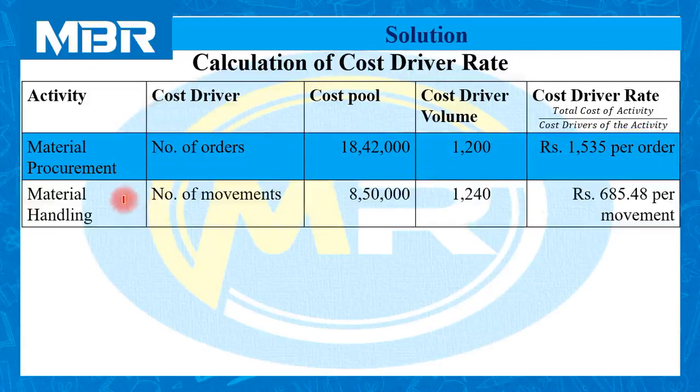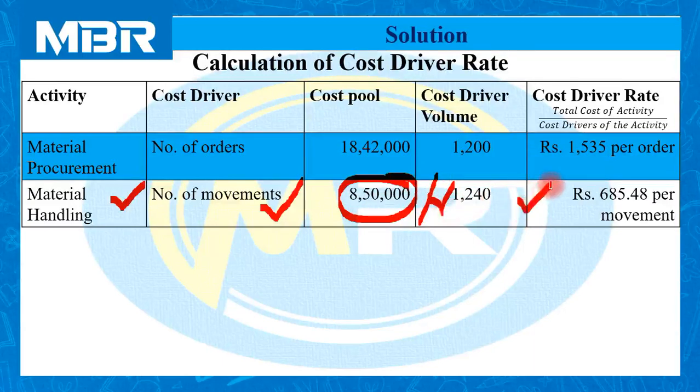The second activity is materials handling. The expenses incurred on material handling will be allocated to the process based on the number of movements. The estimated expenditure is 8,50,000 and the number of movements is 1,240. So 8,50,000 divided by 1,240 is equal to 685.48 per movement. And in our question, the number of movements is readily given to us.